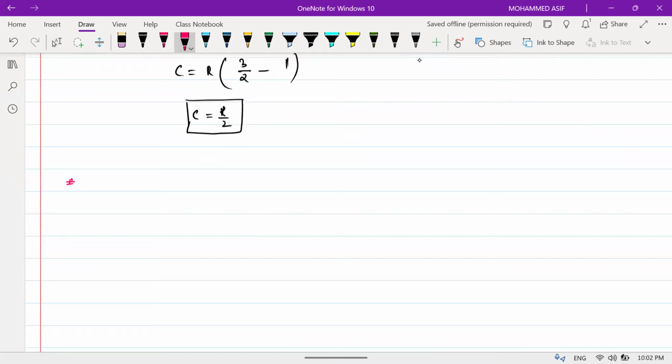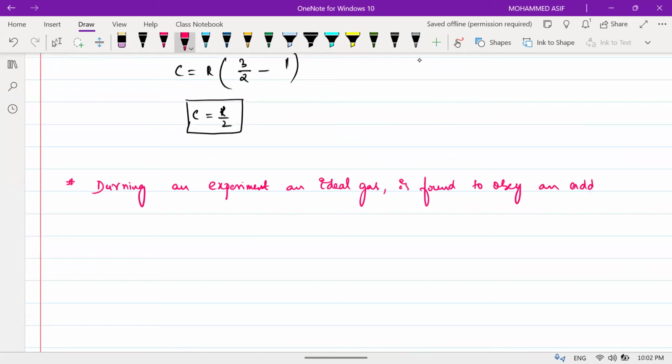और एक मॉडल देखो, ये भी अच्छा वाला है, जनरली ये पूछते रहते हैं। During an experiment, an ideal gas is found to obey an additional law, P divided by V square is equal to constant.